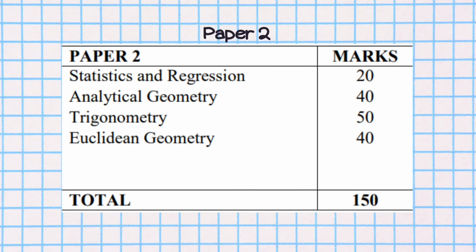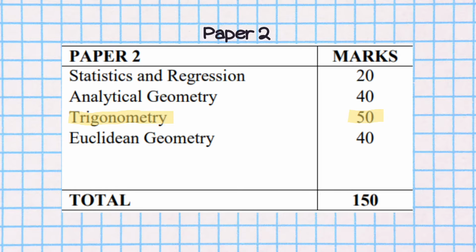So now moving to paper 2, right? With paper 2, in total, you have 4 topics, which are statistics, analytic geometry, trigonometry, and Euclidean, right? As I say, we need to prioritize the topics that have more marks, the ones that are going to make you achieve the mark that you want.